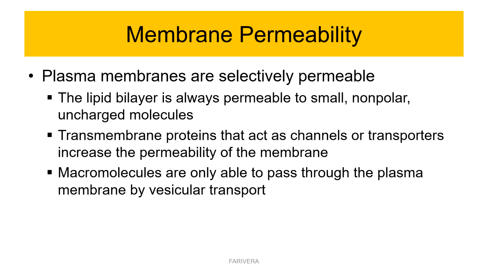Another major property of the plasma membrane is selective permeability. That's why it is called a semi-permeable membrane. Selective permeability means that the membrane allows some substances to cross more easily than others. Small nonpolar uncharged molecules can pass through the lipid bilayer relatively easily. Other substances require transmembrane proteins acting as channels or transporters. Large macromolecules generally require vesicular transport.